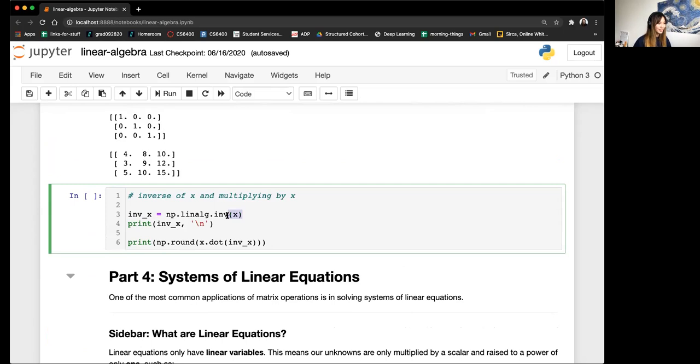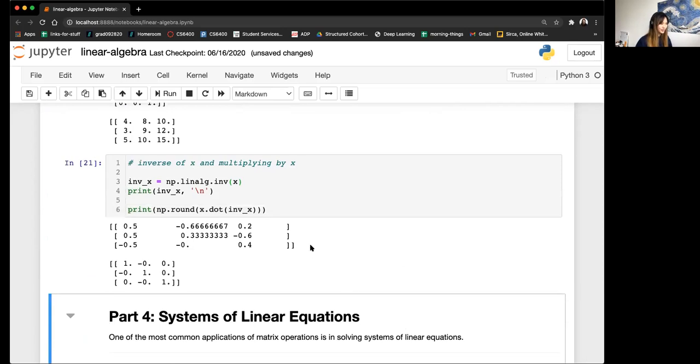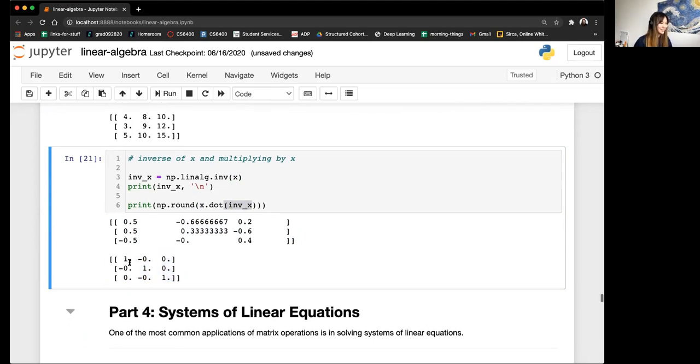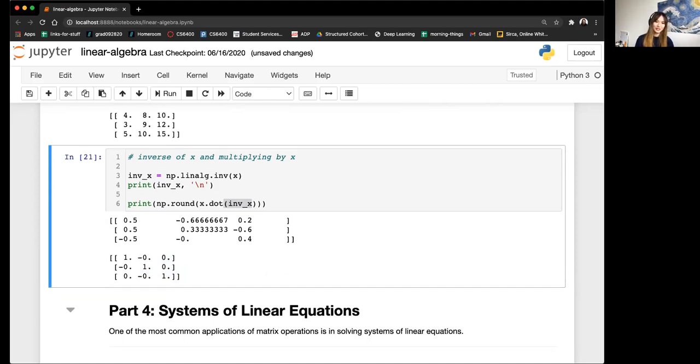Also, the inverse method exists within NumPy as well. So we can do that. This is the inverse of our matrix. And then when I take x multiplied by the inverse of x, you end up with this identity matrix. You can see, yes, there are some negatives, but it's pretty much a 0, just ones across the diagonal.